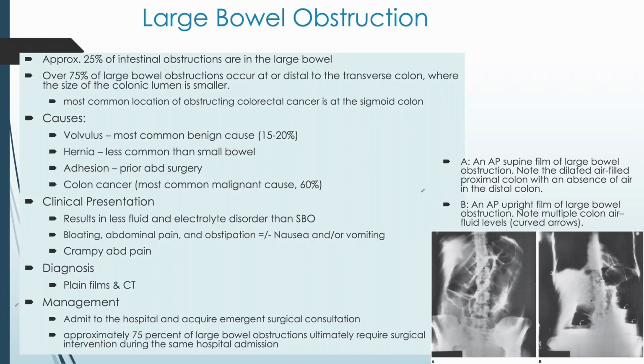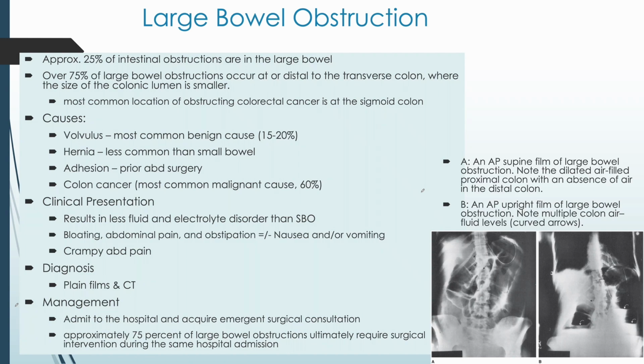Now, I rarely see questions in PANCE preparation question banks about large bowel obstructions, but it is on your PANCE blueprint, and I do want to spend at least one slide's worth of discussion on it because I think it's important just to be familiar with it. So approximately 25% of intestinal obstructions are in the large bowel. Remember, we said the other 75 to 80% are going to be in the small bowel. So by far, small bowel obstructions are more common.